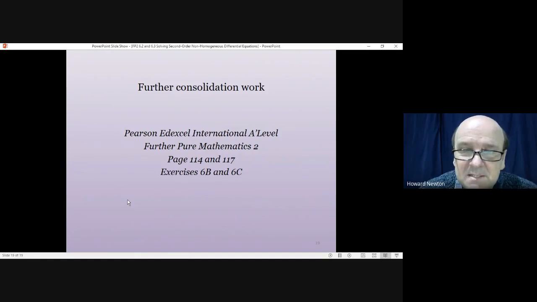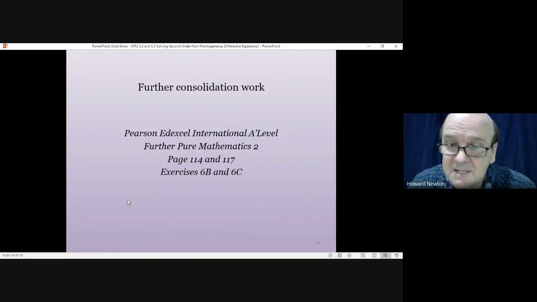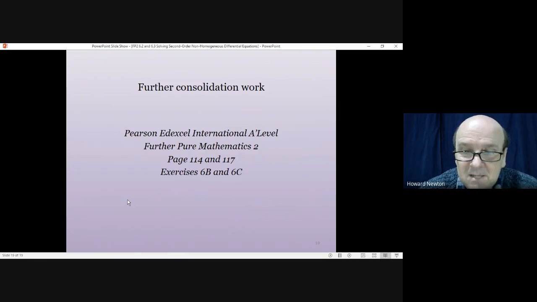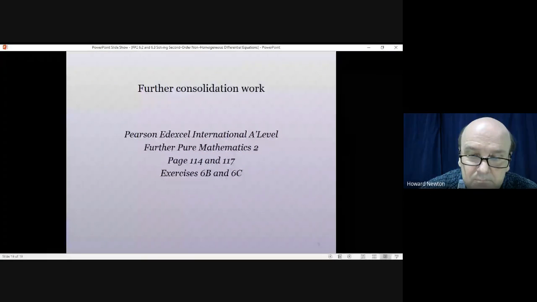Okay, that does get us to the end of this lesson. If you've got the textbook, then there are two exercises that you could have a go at. Exercise 6b and exercise 6c on pages 114 and 117.